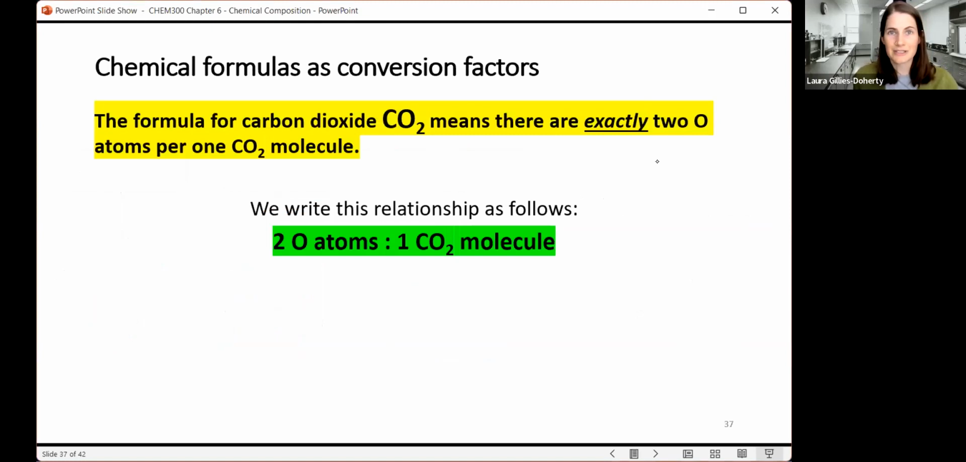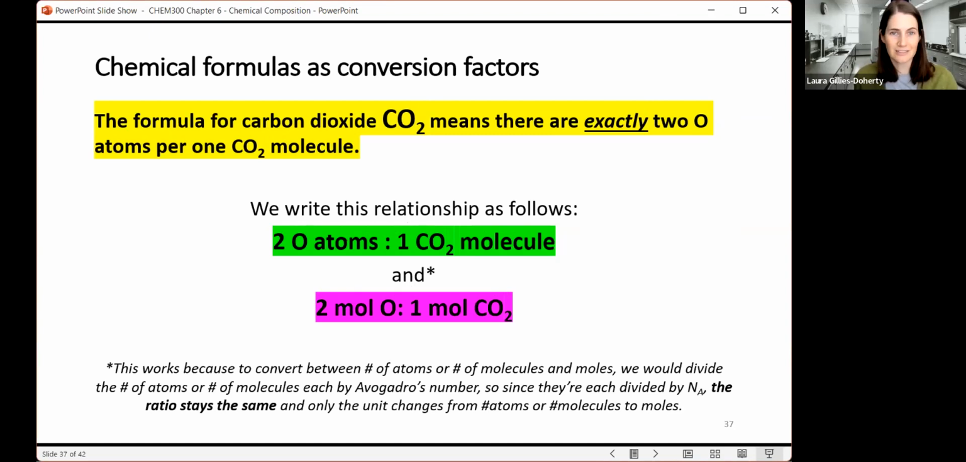So if we look at this a little bit deeper, let's think about carbon dioxide. So the formula for carbon dioxide is CO2. That means there's exactly 2 atoms of oxygen for every 1 molecule of carbon dioxide. So we could write that as a ratio. There's 2 oxygen atoms per every 1 carbon dioxide molecule. We could also write that as there's 2 moles of oxygen for every 1 mole of carbon dioxide.